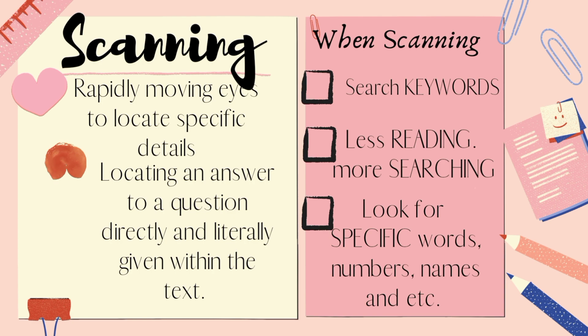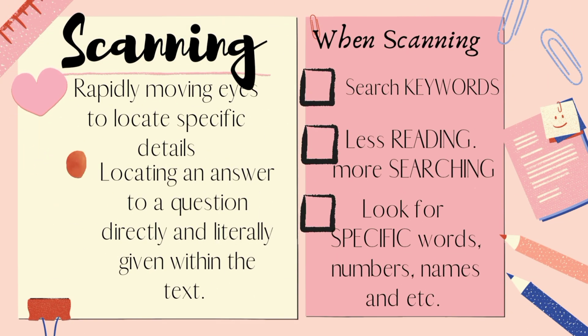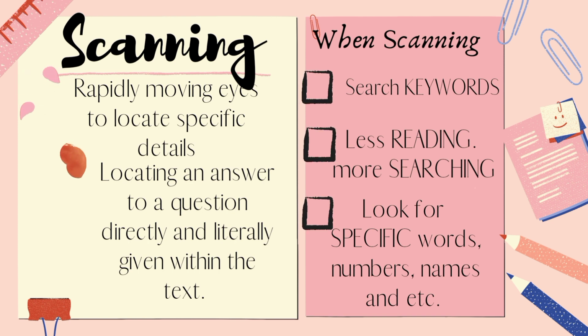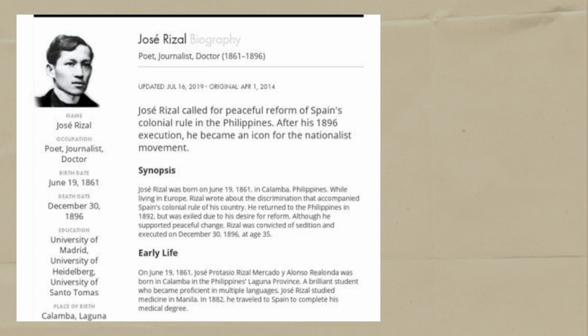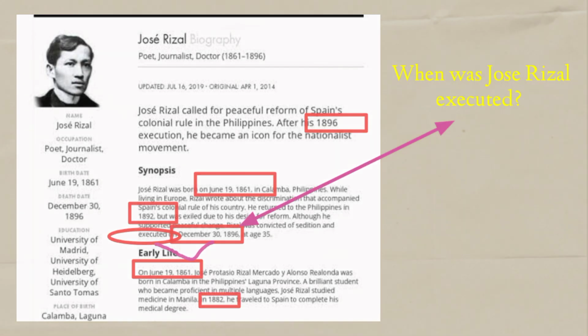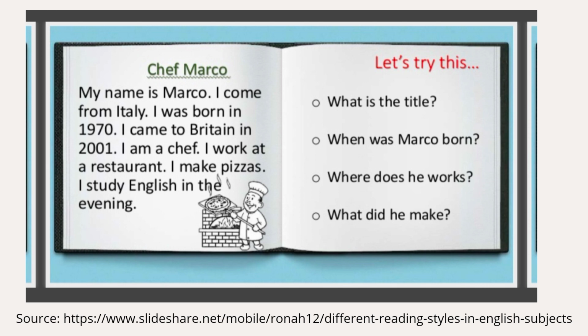Looking for specific words, numbers, names, and etc. Try to anticipate how the answers will appear and what clues you might use to help you locate the answer. For example, if you're looking for a certain date, you would quickly read a paragraph looking only for numbers. We can use scanning as well to answer the following questions.